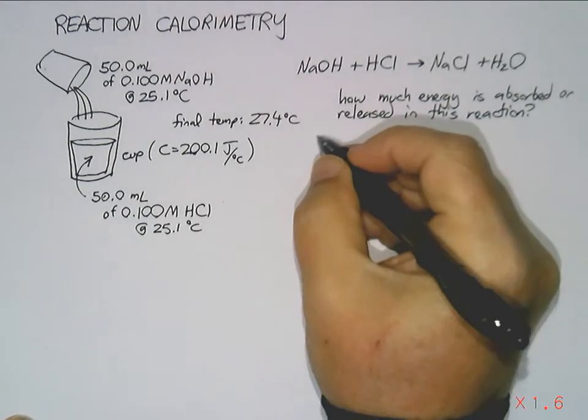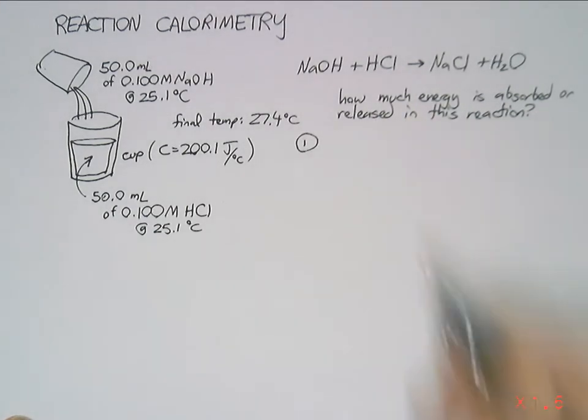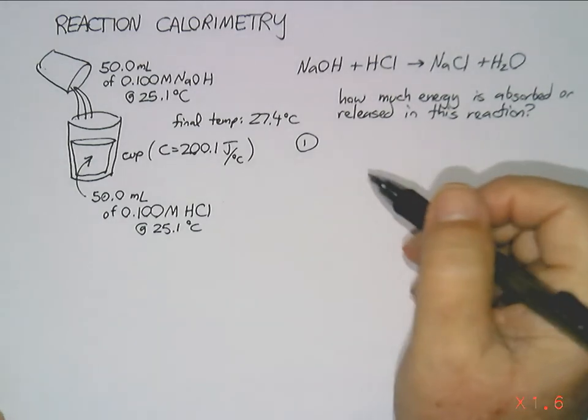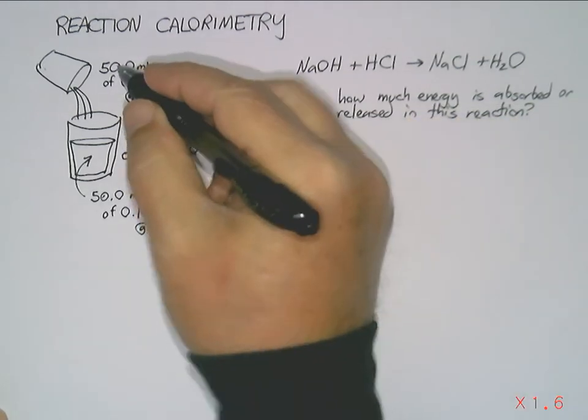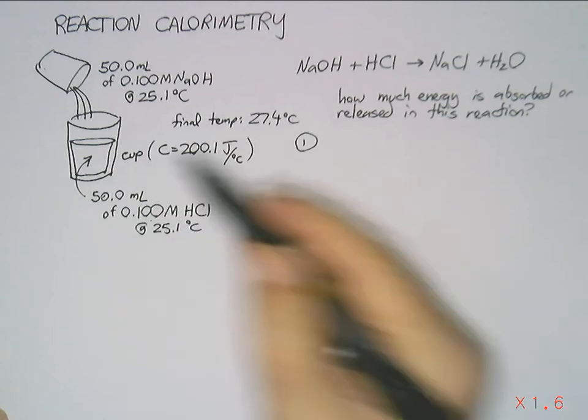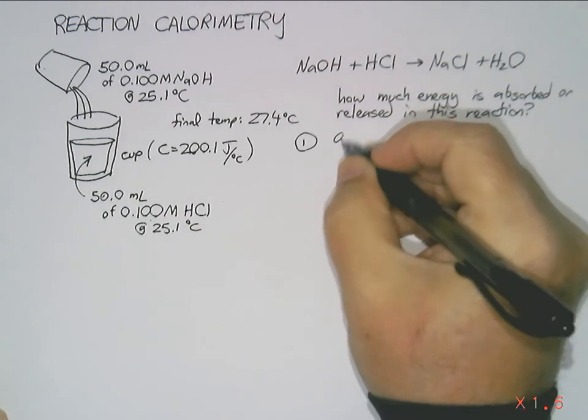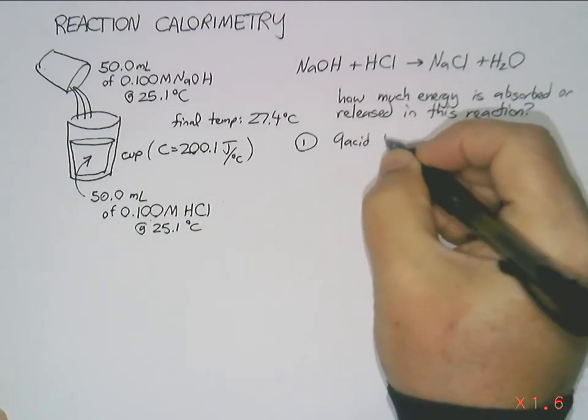All right, step one is a calorimetry problem because we're trying to relate heats with temperature changes. I am going to look at the three components of the system. Now you might be tempted to say the three components are the base, the acid, and the cup, because that's what I've given you information about.